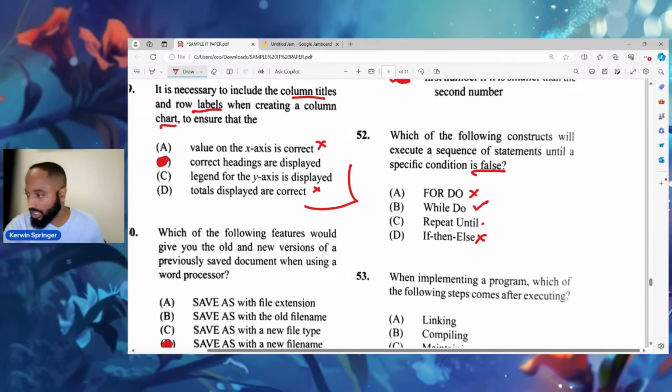Repeat the sequence of statements until this becomes true. That's how you normally use a repeat until it's true. Until, but I could have until and I could have a reverse statement as well. All right. B is the best answer.